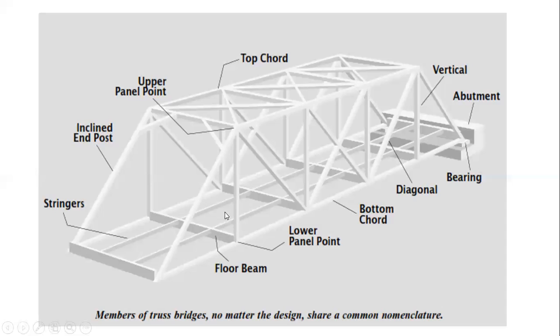Then over floor beams, we have to provide stringers. These are my stringers over the floor beams. Then over the stringers, I have to provide sleepers at regular intervals. Then over the sleepers, I have to provide my railway line or railway track. Okay. So in this way, this is the geometry of this truss girder bridge.